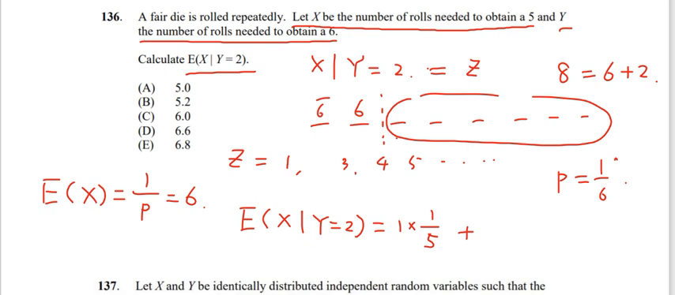Okay. So then if z is not equal to 1, then we need to check this case like 3, 4, 5. So this probability is 4/5, and this mean or average becomes 8. Right? So this is the answer. Okay, so by some calculation, I think this equals 6.6.